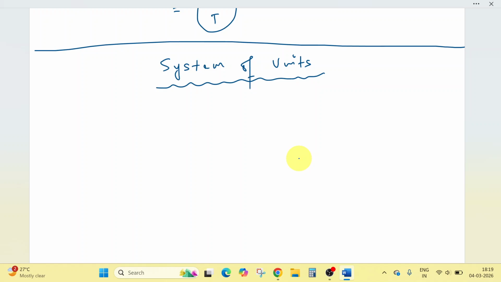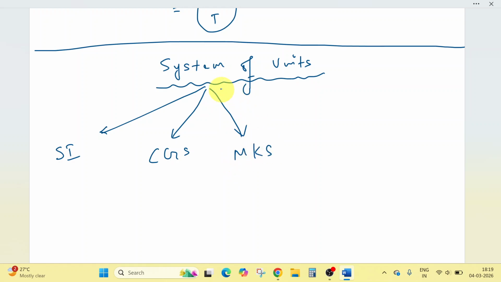Yes, you are correct. SI unit. Yes, absolutely right. So there are a few systems of units. One is SI and the other one is CGS. FPS. Aditya Agarwal, what other units do you know? MKS unit. Yes, MKS, and the other one is FPS.